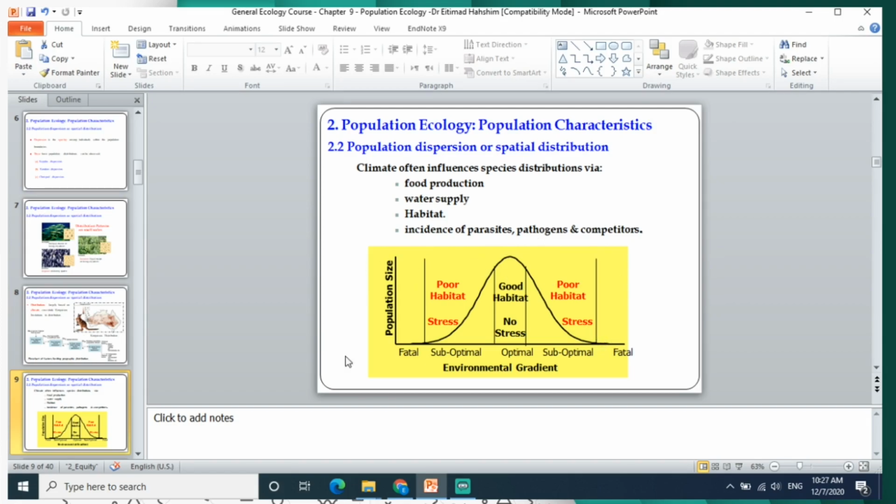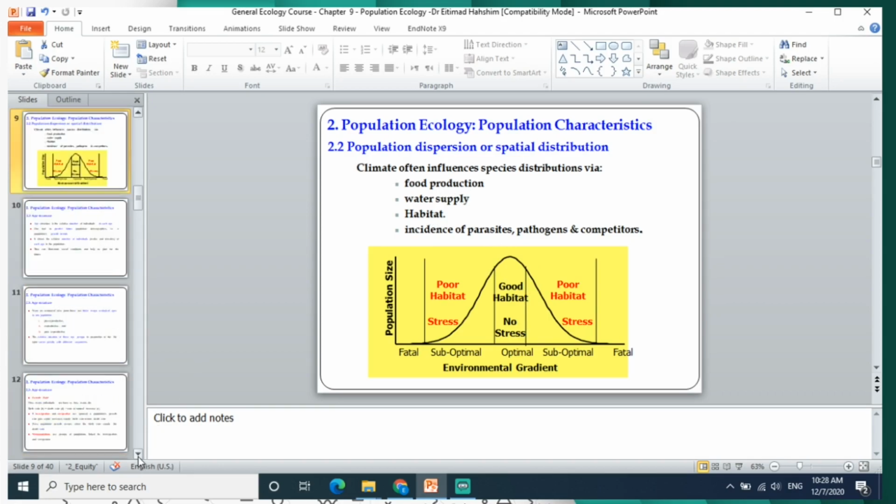competitors. And also, if you can see here, according to the environmental gradient, some of the habitat will be poor habitat for the distribution of a specific species. Other areas will be good habitat for the presence or existence of the species, and there are also extremes, and also an ideal or optimal area. It depends on the climate, because climate is associated with essential factors that living organisms need to live in an area.